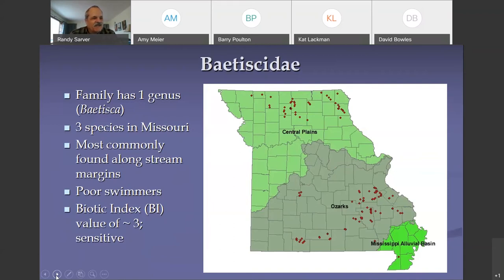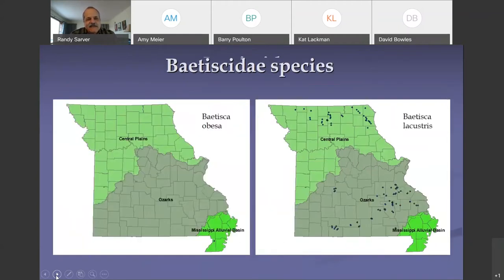Well, this doesn't tell you a lot of information, of course. A lot of these slides, as far as geographic distribution, don't tell you a lot at the family level. In this case, you'd probably want to know what genus or what species it is. If you look at the next slide, you can see that the one record down in the Bootheel was a particular species of Baetisca that doesn't occur in the rest of the state. However, if you're looking at another species, Baetisca lacustris on the right side, they're pretty well distributed in the prairie and the Ozarks. Next.